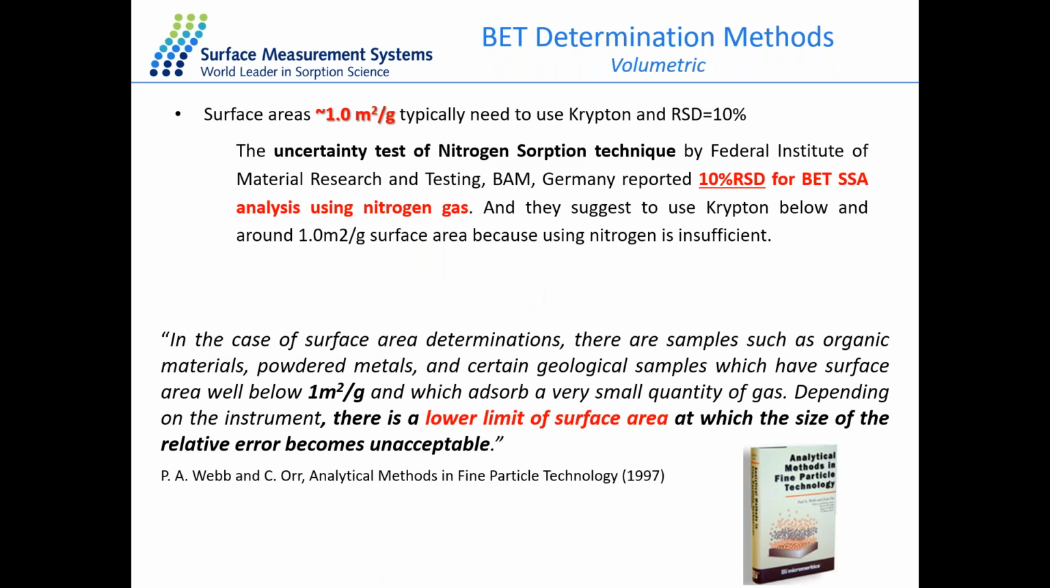So with the volumetric method, for a sample with a surface area around 1 square meter per gram, the nitrogen sorption technique will give a relatively high relative standard deviation, like 10% RSD, probably because the sample is absorbing a very small quantity of gas, which makes the relative error unacceptable. In this case, we need to use krypton instead of nitrogen as the sorbate, but krypton is a quite expensive gas.